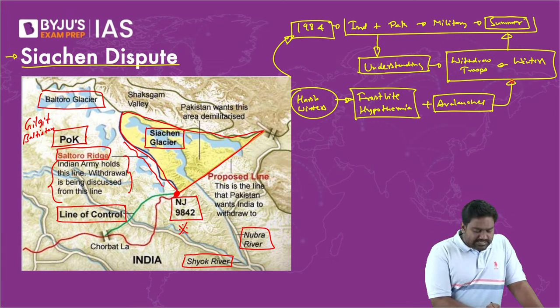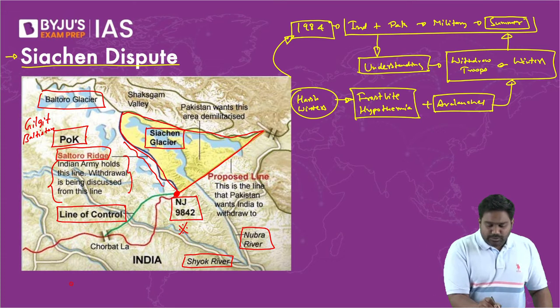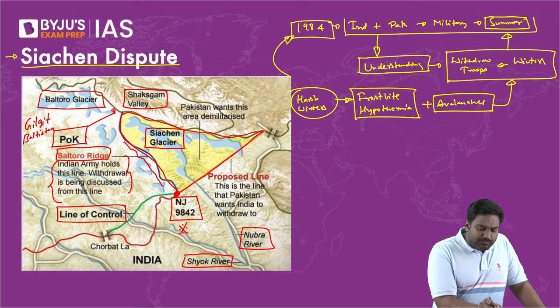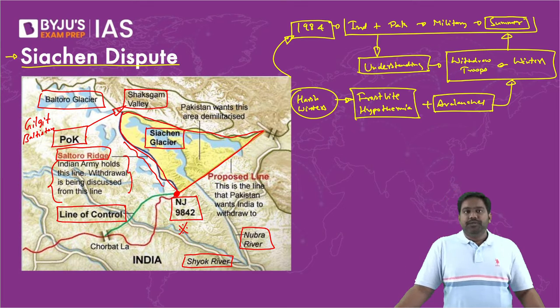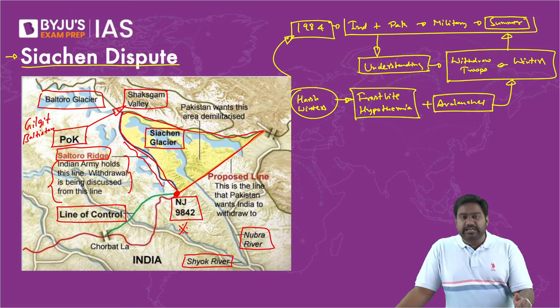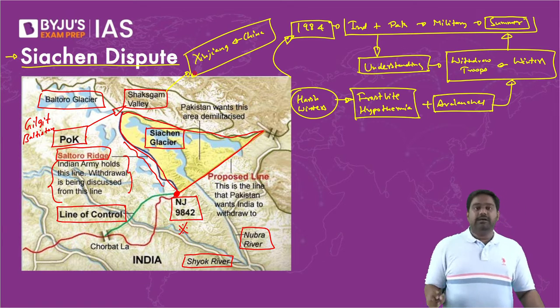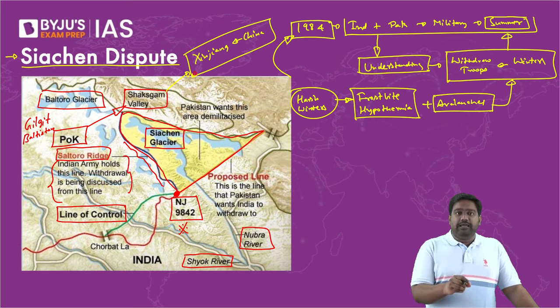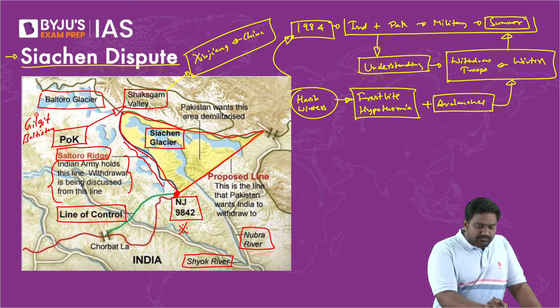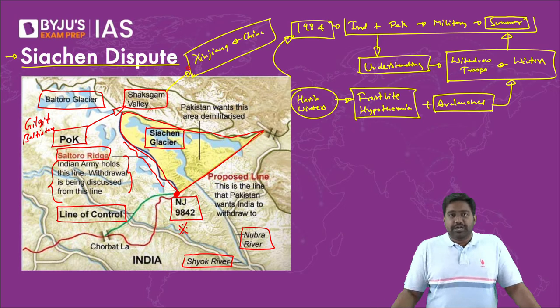Because if you look at the other side of Siachen, to the north of Siachen, you can see the Shaksgam Valley over here, which was also part of POK, Pakistan occupied Kashmir. The Shaksgam Valley is another strategic location because it connects Gilgit Baltistan with the Xinjiang province of China. Is that clear? The Shaksgam Valley provides a direct link from Gilgit Baltistan towards Xinjiang.